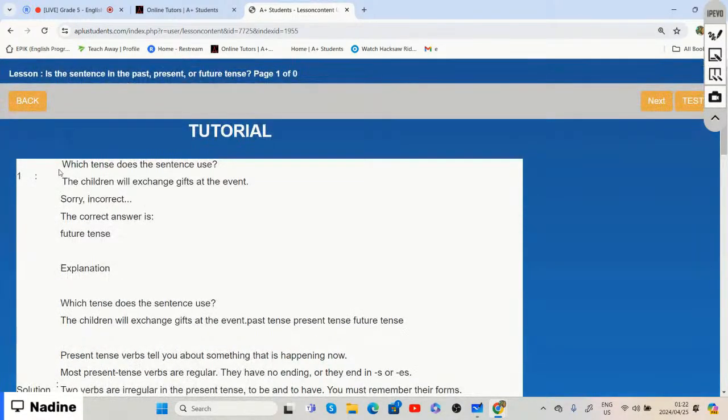It says, which tense does a sentence use? It says, the children will exchange gifts at the event. You need to say which tense is used within the sentence. The children will exchange gifts at the event. Is that the present tense, past tense, or future tense?